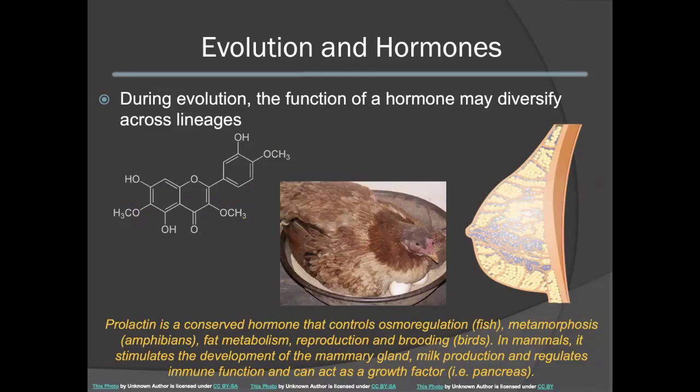However, in mammals, it now has the additional function of stimulating the development of the mammary gland, which is unique to mammals. It can regulate milk production as well as immune function and can also act as a growth factor by acting on the pancreas. Thus, prolactin is highly conserved, but yet has very diversified roles within various types of lineages and various types of organisms.